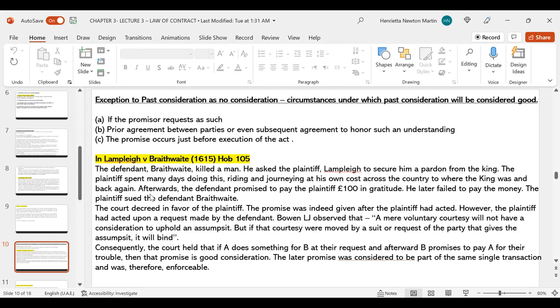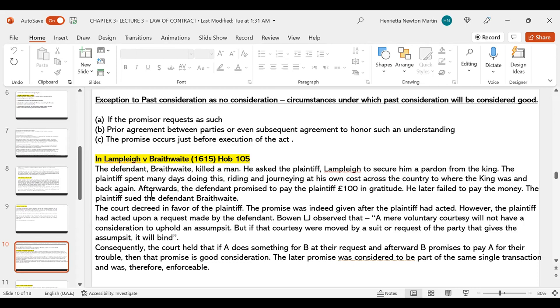Next is prior agreement between the parties. That is, there has been an earlier mutual agreement between the parties that the consideration should be paid in such and such a manner and that past consideration should be permitted. Then, even subsequently, when the parties say, okay, we will honor such a consideration, it is a good consideration. The next exception is where the promise occurs just before the execution of the act, but there is a close nexus, a proximity between the action and the consideration being paid.